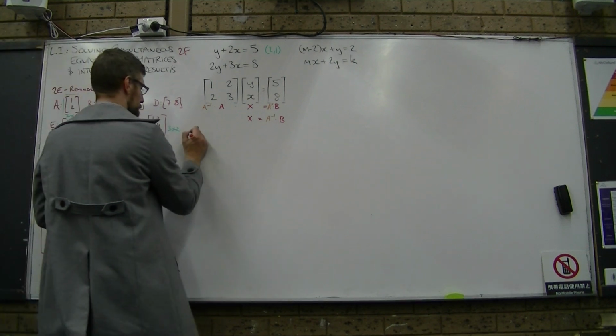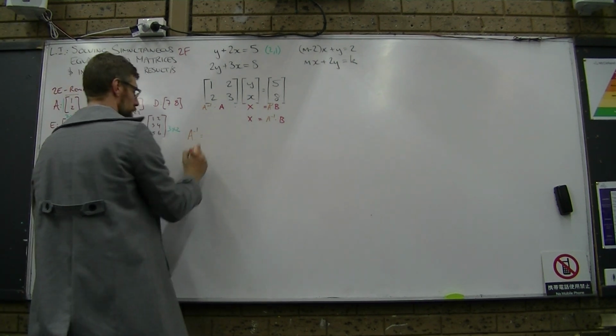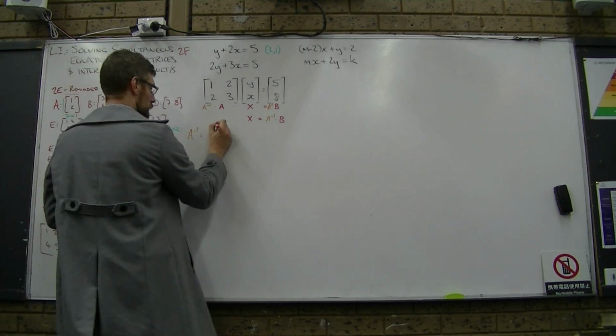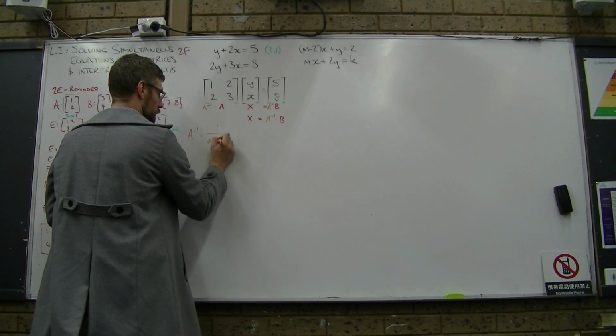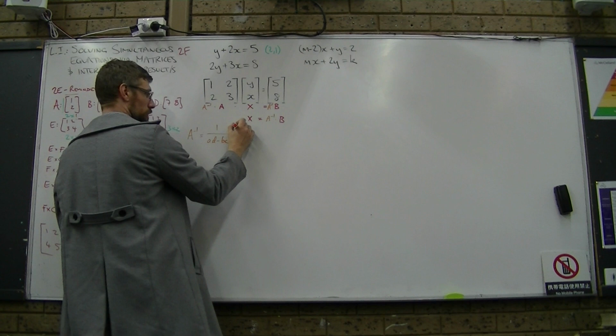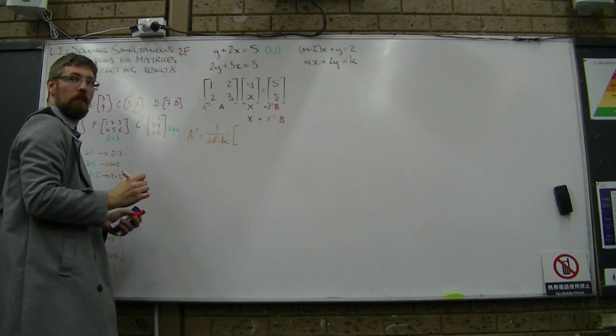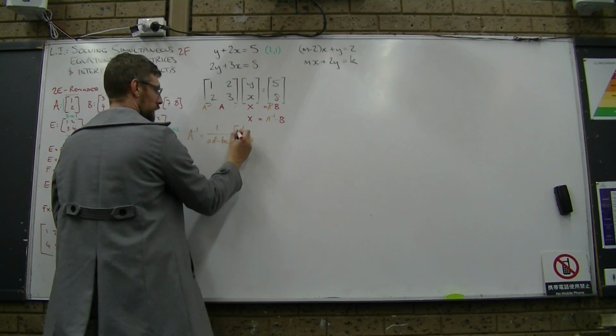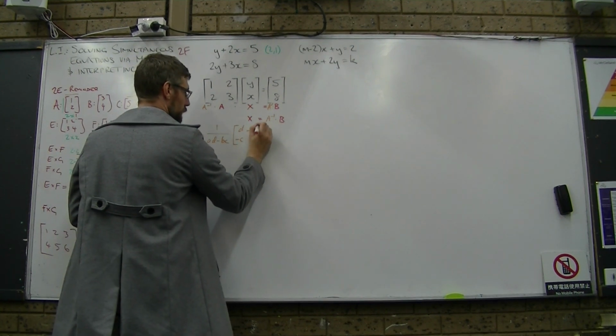Do we remember how to get the inverse of a matrix? 1 over A... say again. There you go, 1 over AD minus BC. That's the coefficient, then you need the matrix bit: D, minus B, minus C, A. You swap the first and last and make the second and third negative. Very good.